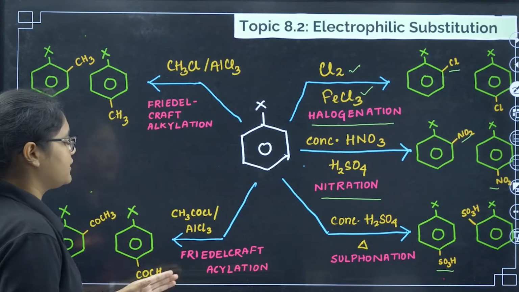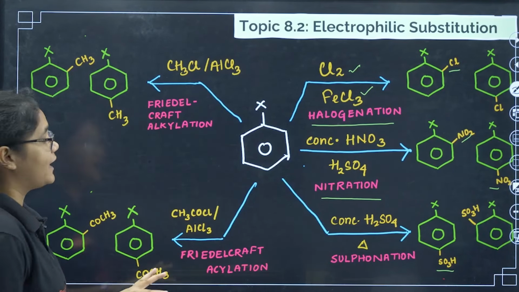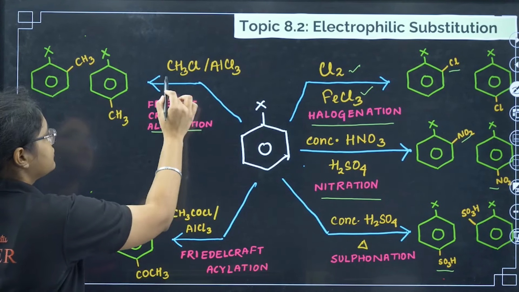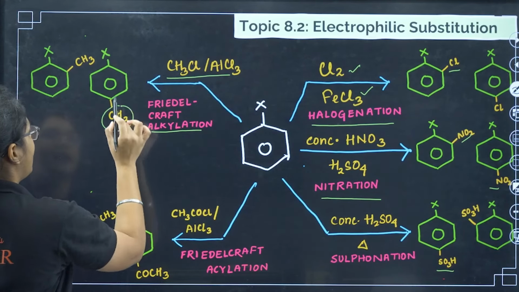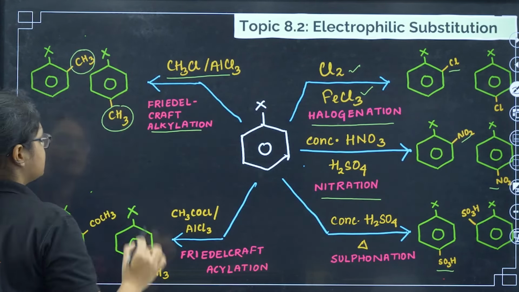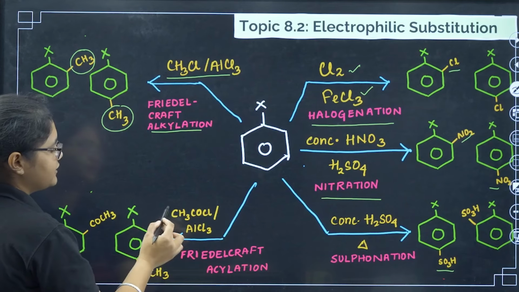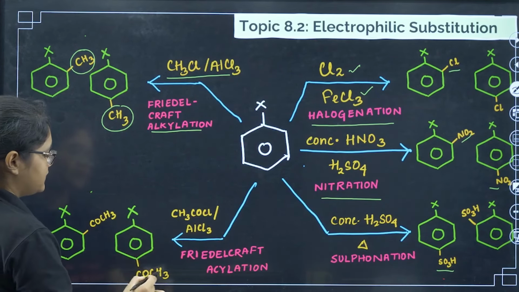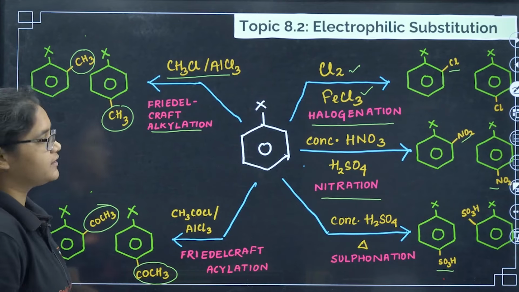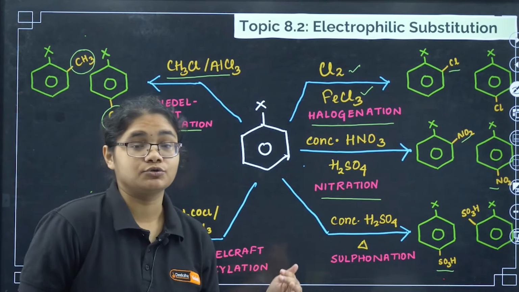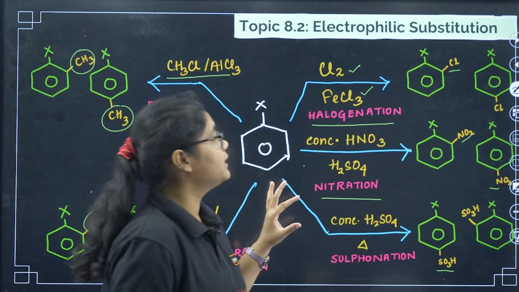Next you can take Friedel-Crafts acylation and Friedel-Crafts alkylation. For alkylation you use CH3Cl and AlCl3, so a CH3 group will be added at the ortho and para position. Similarly, for Friedel-Crafts acylation, CH3COCl and AlCl3, you have substitution at the ortho and para position. Okay, these are the electrophilic substitution reactions of haloarenes.